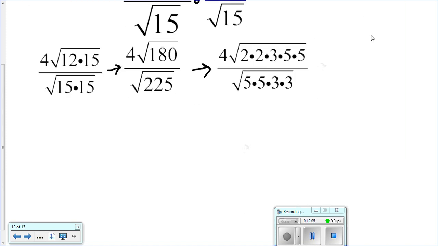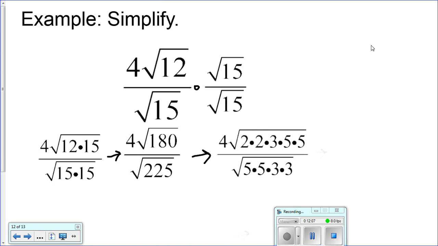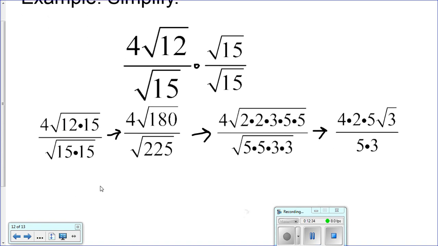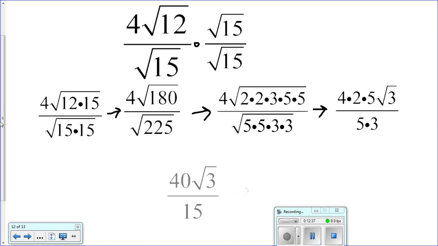Did I do the birthday cake here? Yeah, I don't think I did. I did it in my head. So what I actually got was 180. I split it into 2, 2, 3, 5, and 5. And 225 can split into 5, 5, 3, 3. So I look for doubles because it's a square root. So I have a double of 2 and a double of 5. So that gets moved over. And these doubles of 5 and this double of 3 get moved out as well. So now I have this. And I just go ahead and simplify it. Where's my simplified? So I get 40 square root of 3 over 15.